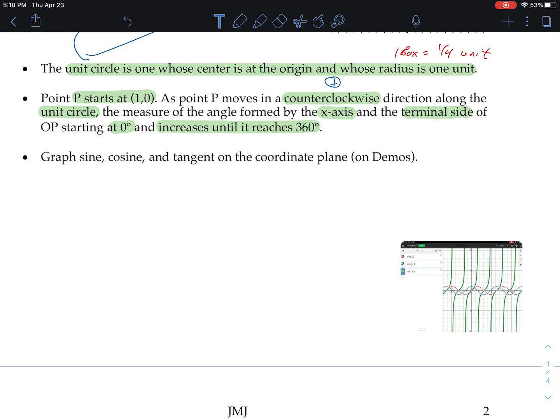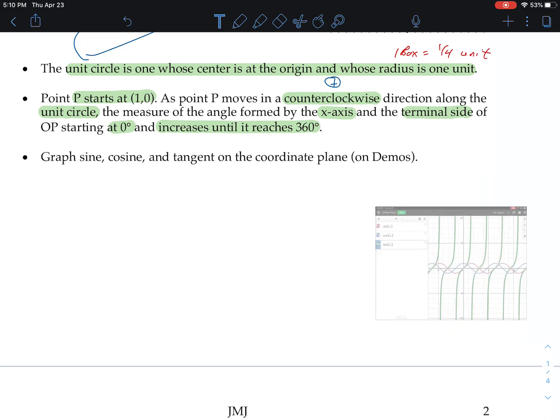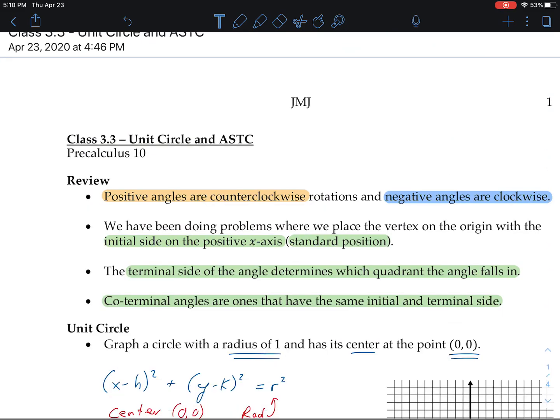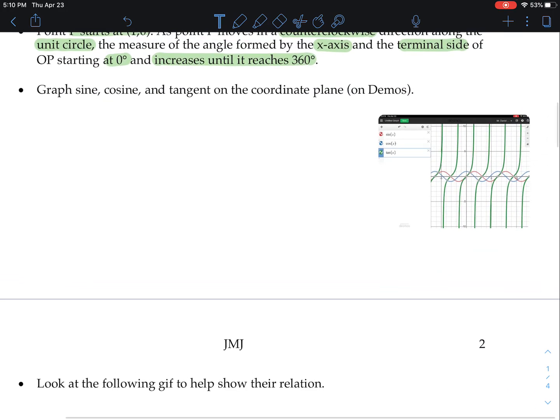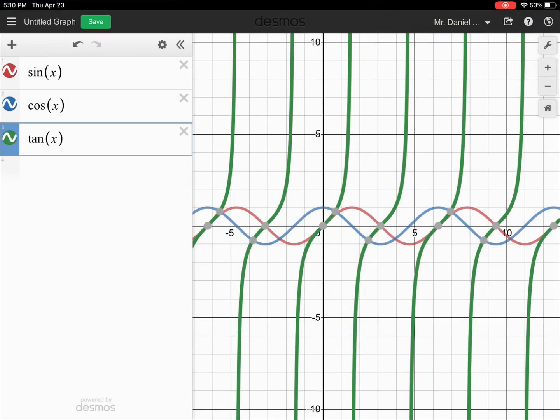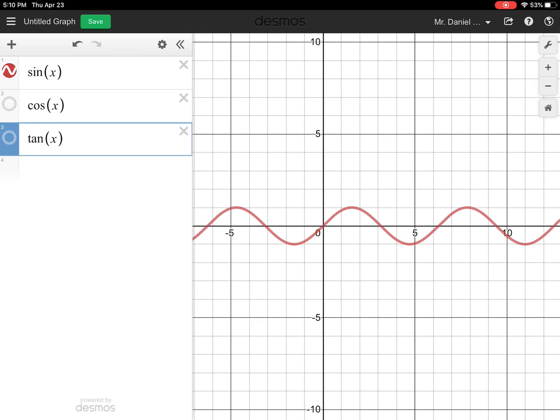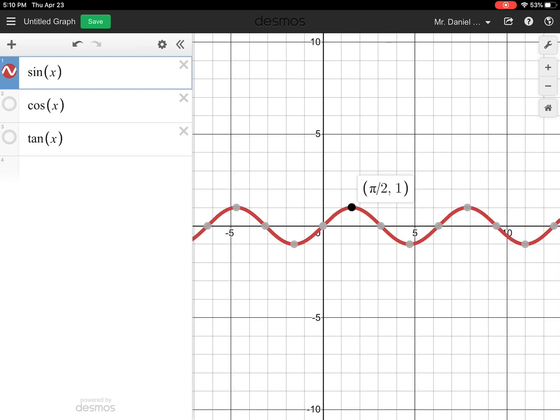I graphed them in Desmos already, and you could probably take the time to do that. But I took the graph of each one. I'll pull up Desmos. All right, so here's sine of x. It's the red one. If we look at this, the highest it goes up to is 1, so it's bounded by 1 above, and it's bounded below by -1.